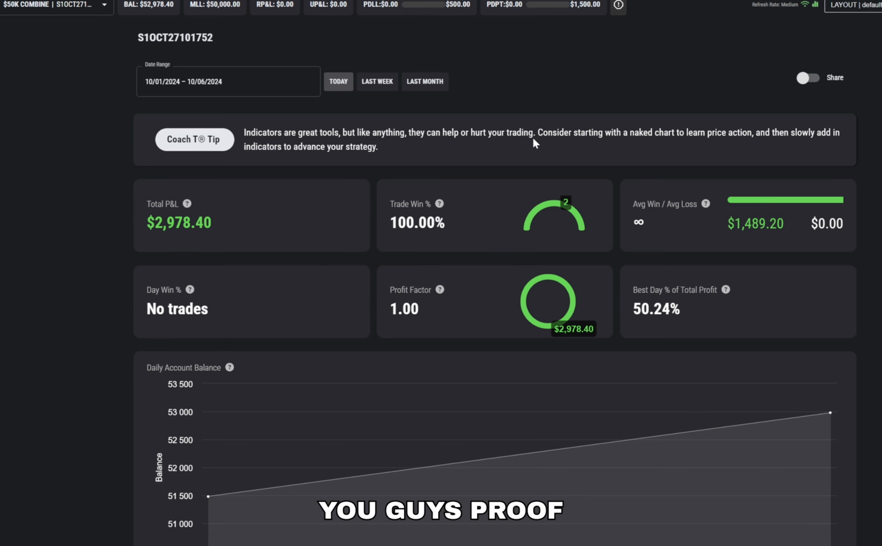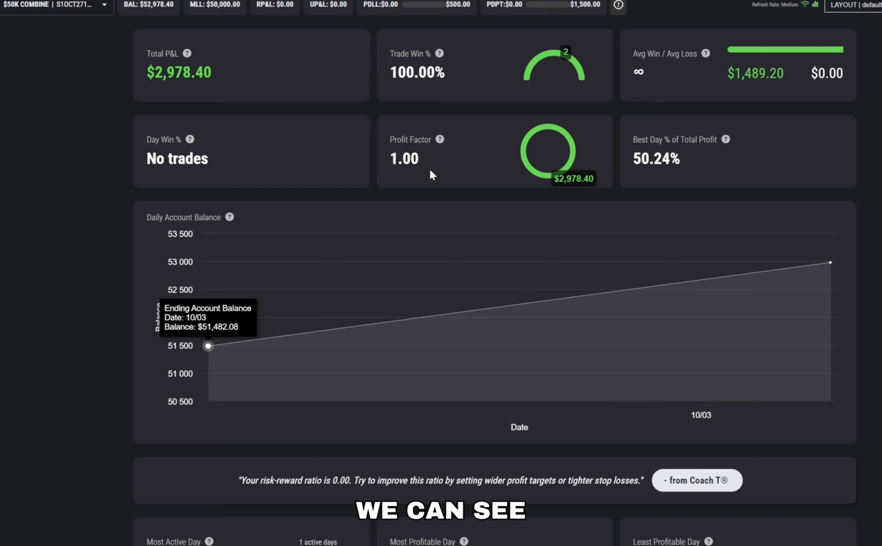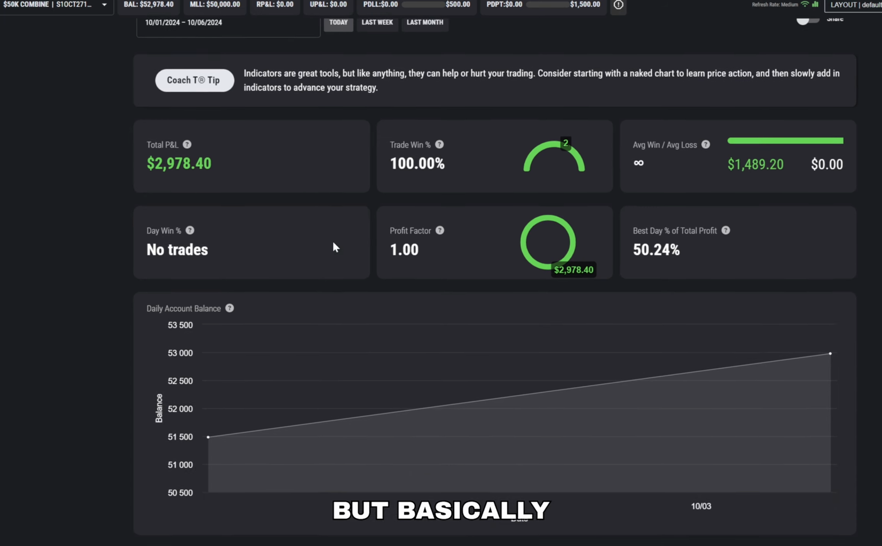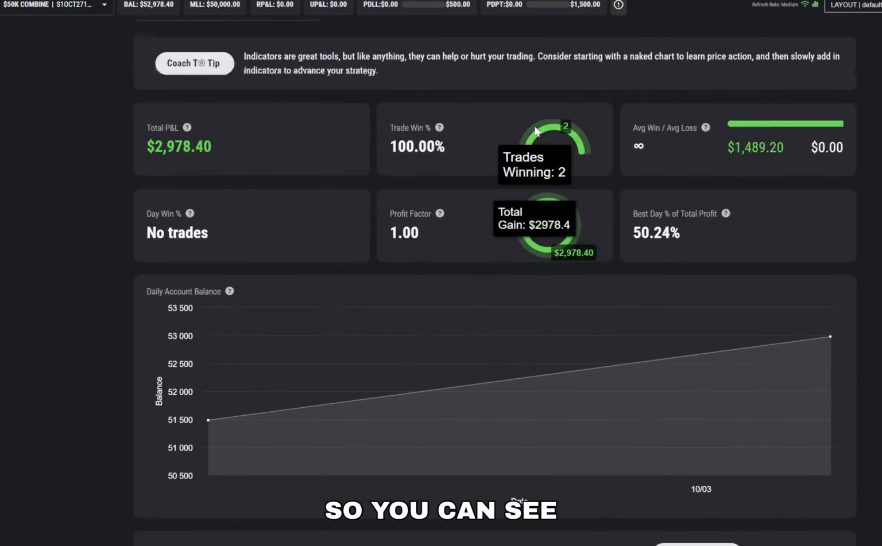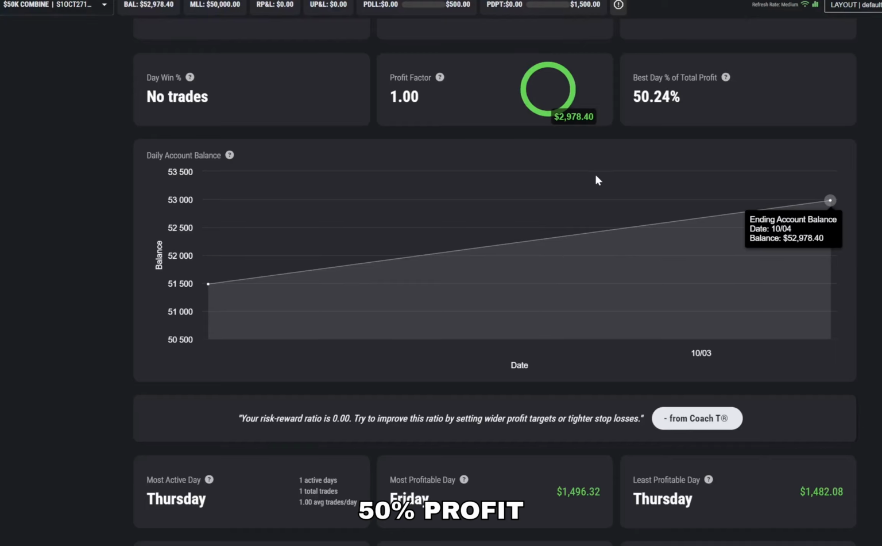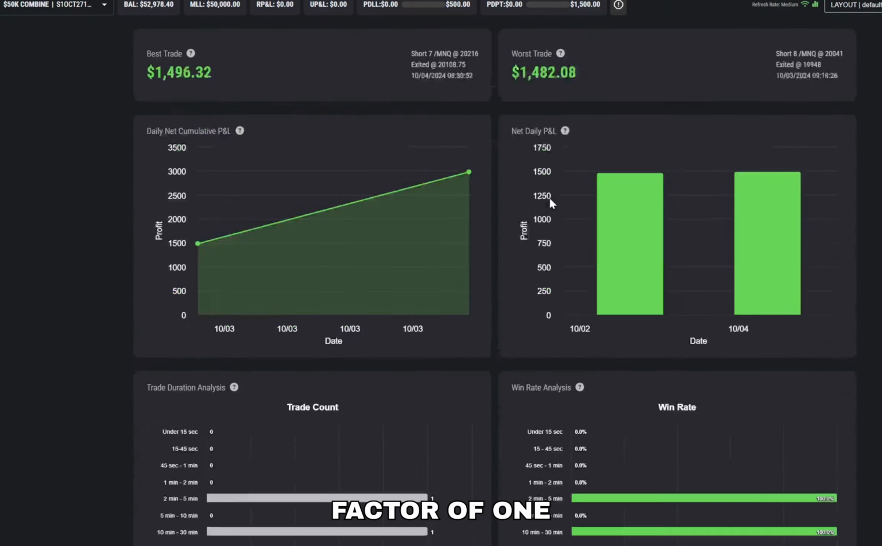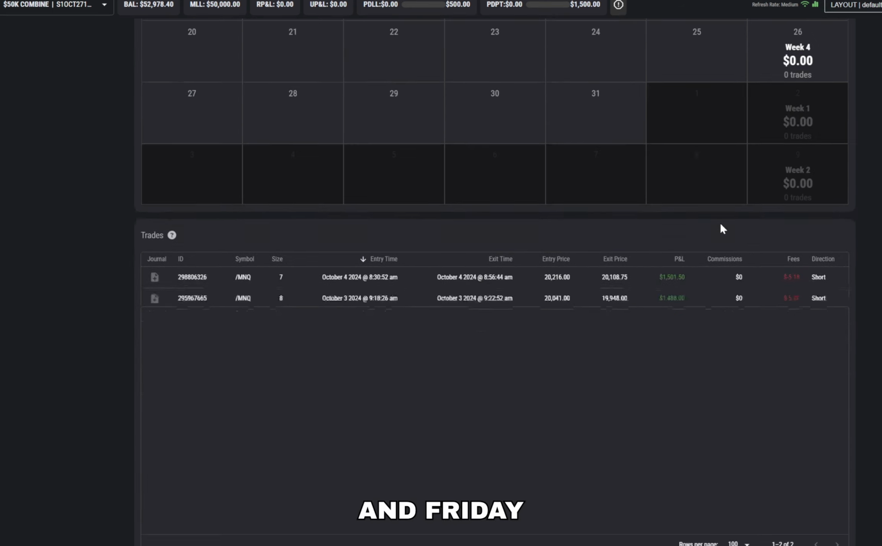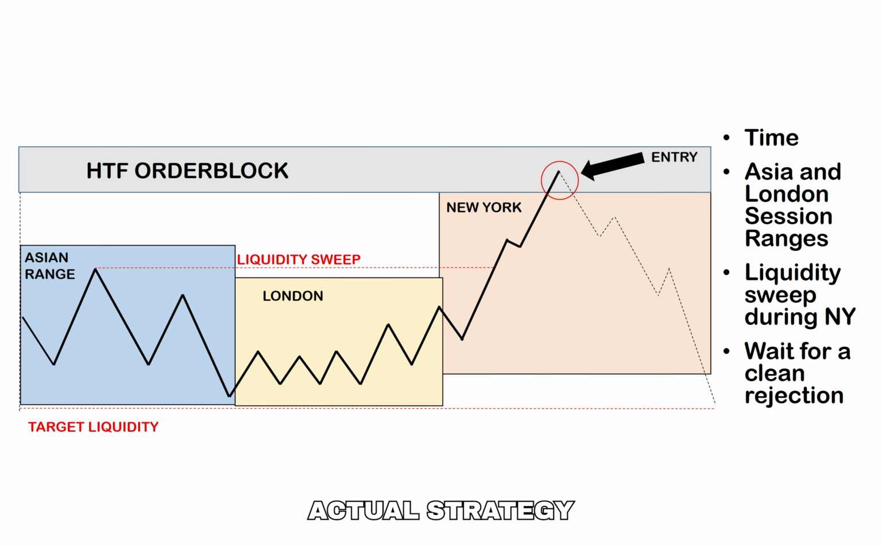Just to show you guys proof that I actually passed, we can see right here, I made $2,978 over the past 2 days. Still have $30 before I can actually pass, but basically the challenge is over with. So you can see right here, 100% trade win, profit factor of 1. And then we go down here, you can see that I took 2 trades, like I said, both on Thursday and then Friday. Now let's get into the actual strategy that I used to pass this challenge.